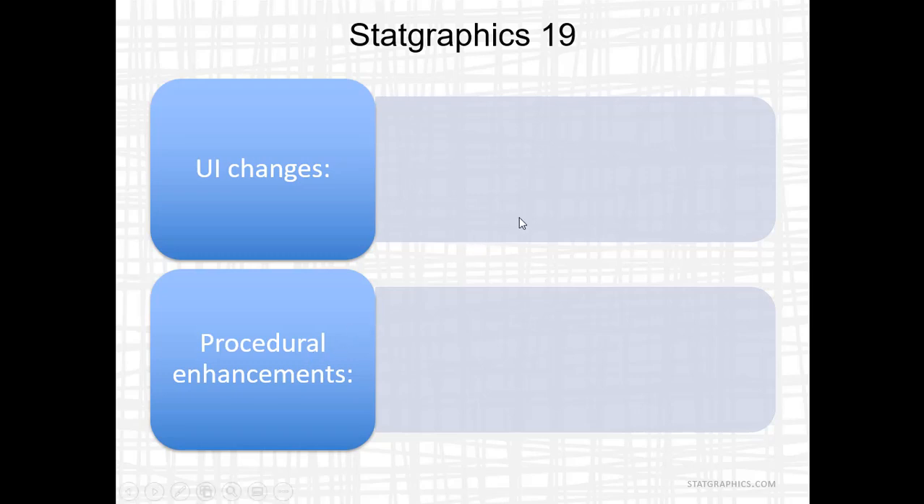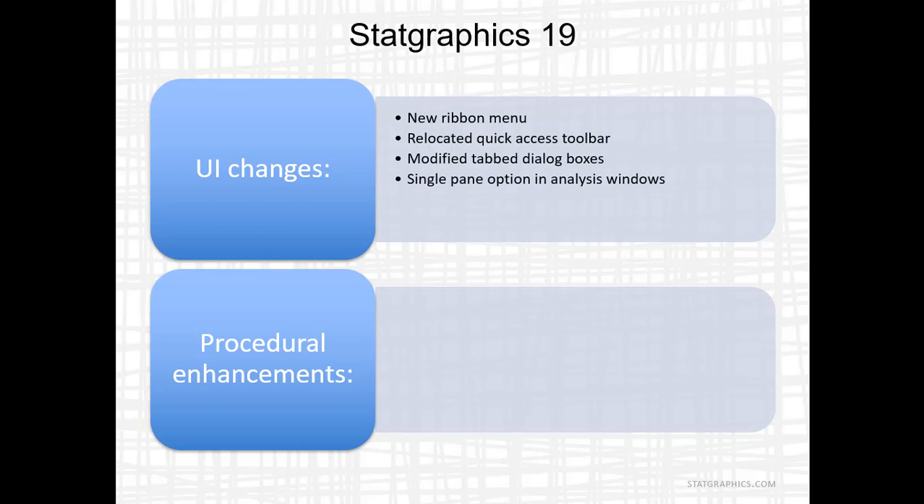The user interface changes include a new ribbon menu that replaces the old menu, a relocated quick access toolbar that allows you to quickly access commonly used procedures, modified tab dialog boxes that make options easier to select, a single pane option in the analysis windows that lets you switch from the standard multi-pane display to a report-style single pane, a dashboard for displaying tables and graphs with different types of alerts.